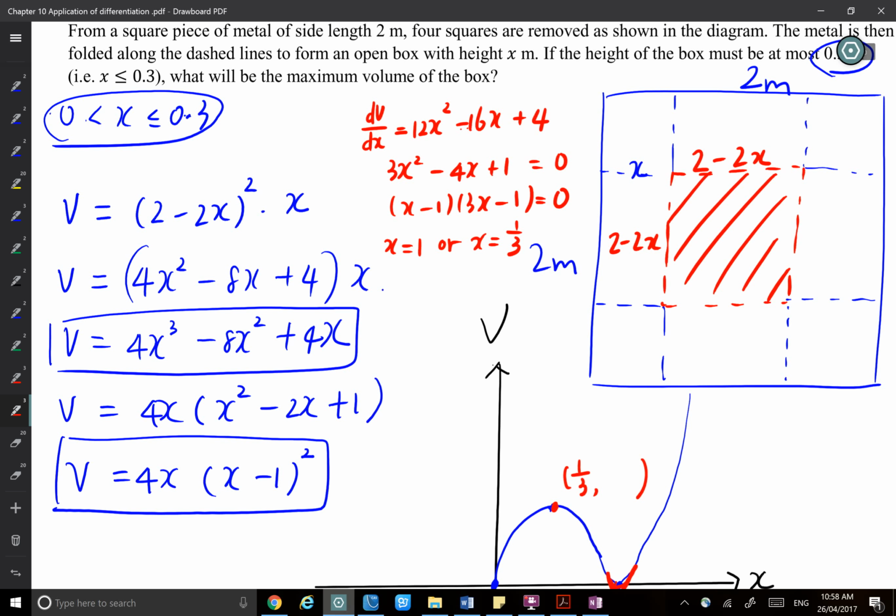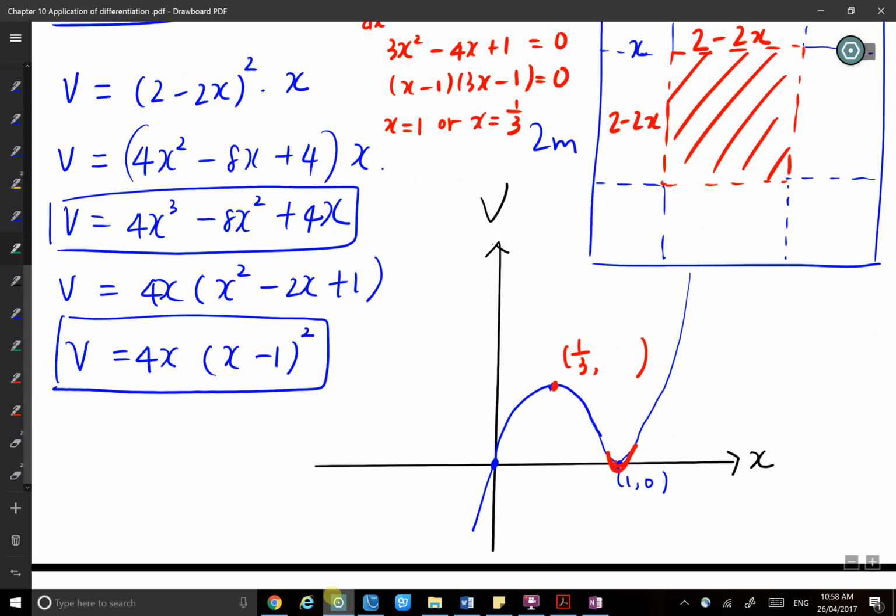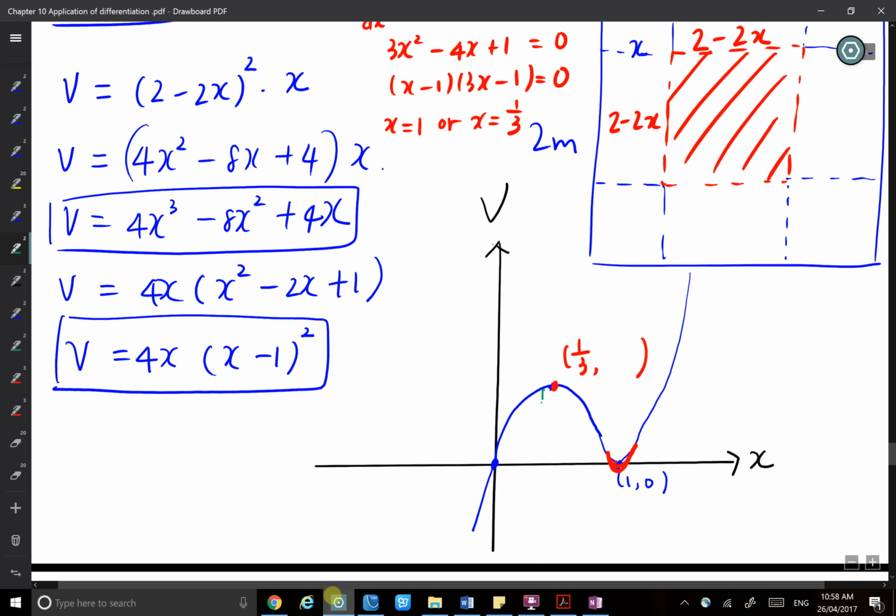Do you think 0.3 is to the left or to the right of this point? Left. A third is 0.3333, right? So 0.3 will be here. That is 0.3. That is the last point you can take. And here is an open circle. And that is the graph.